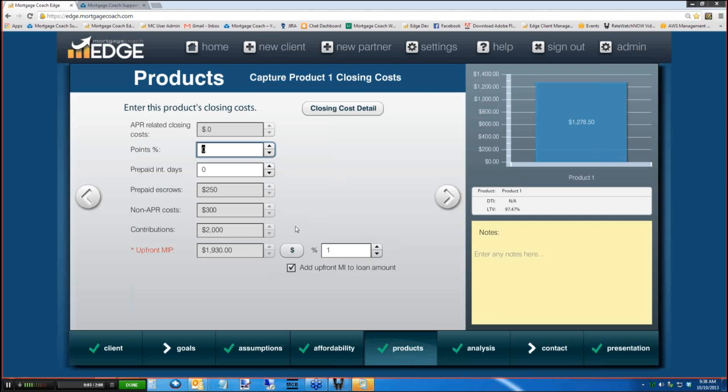Hey, support, I'm having a real hard time with this contributions line. I'm not sure where this is coming from, and I don't know what to do here. Tell me what to do.